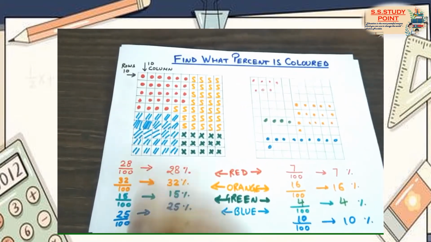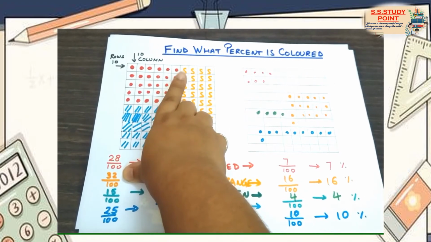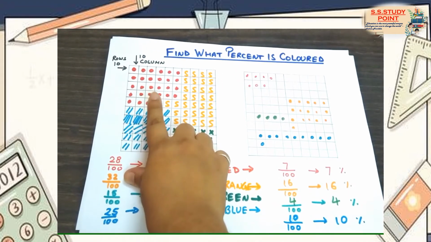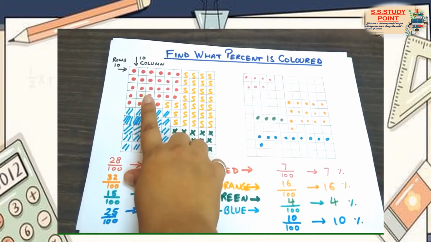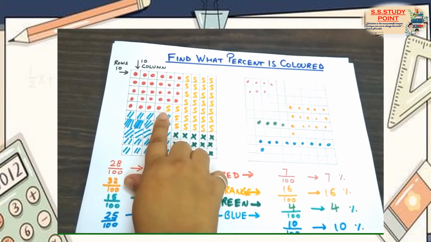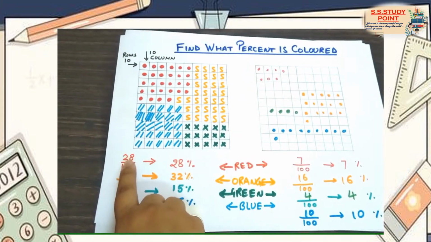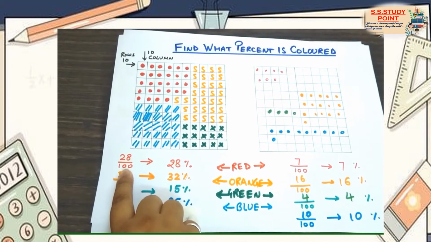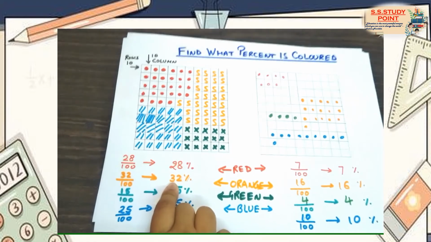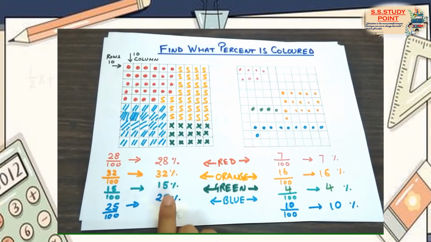Alright, now how many red dots are there? 1, 2, 3, up to 28. So out of 100 boxes, the red boxes are how much? 28 out of 100. So what is the percentage? 28%. Similarly for orange, 32%, because 32 boxes are there. Similarly for green and blue.